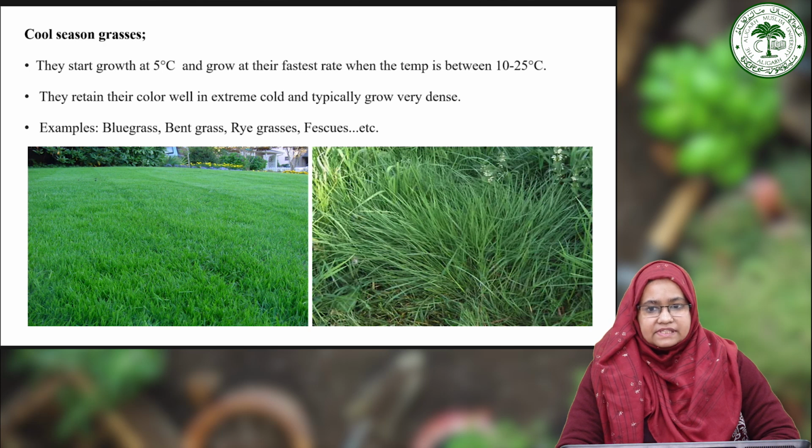Examples of cool season grasses include bluegrass, bentgrass, ryegrasses and fescues. In essence, cool season grasses are resilient and vibrant types of grass that flourish in cooler climates and retain their lush green appearance throughout the seasons.